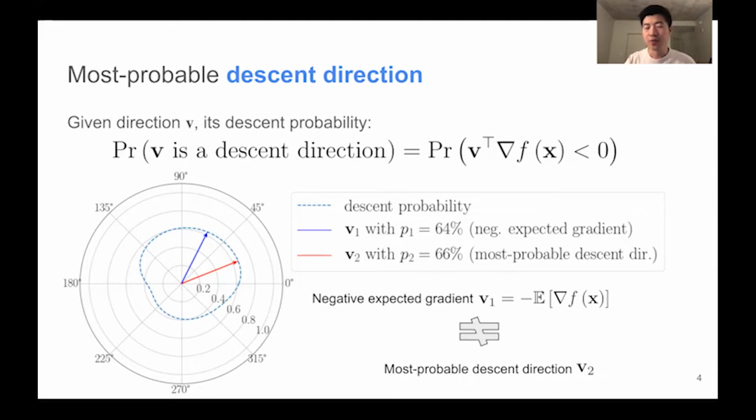In fact, v2 is the descent direction that has the highest descent probability among all possible directions. So we call v2 the most probable descent direction. From this example, we already noticed that the negative expected gradient may not always have the highest descent probability. So we propose using the most probable descent direction instead.